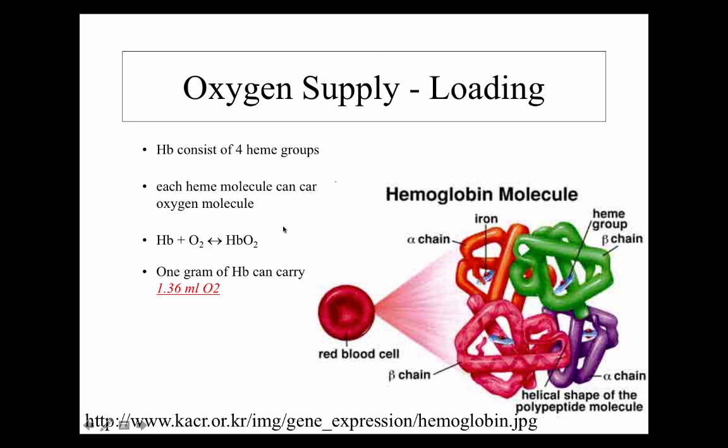So hemoglobin plus oxygen, again, the oxyhemoglobin binding site is very strong at the lungs. But this is an important stoichiometric number here. 1.36 mLs of oxygen is the amount 1 gram of hemoglobin can carry. This number 1.36 is going to pop up in some of our equations as we move our way through.